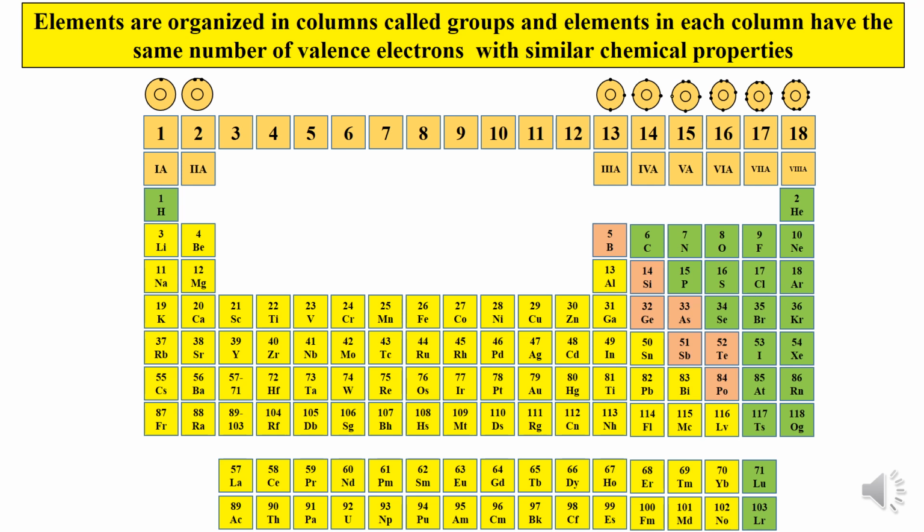And elements in each column with the same number of valence electrons will have similar chemical properties. So group number is equal to number of valence electrons. So group number 1 will have 1 valence electron. Group number 2, 2 valence electrons. Group number 3, or the elements belonging to group 3, will have 3 valence electrons, so on and so forth.